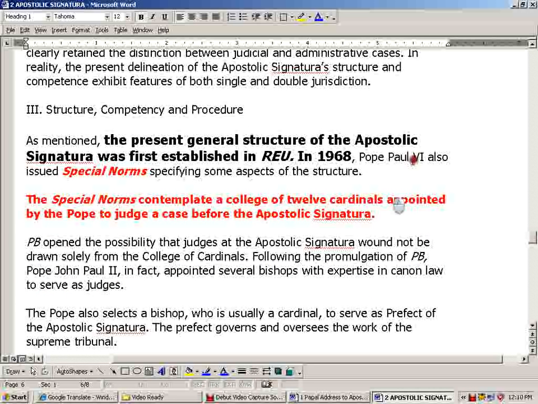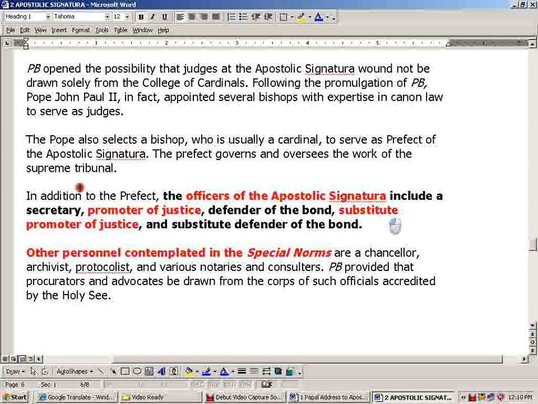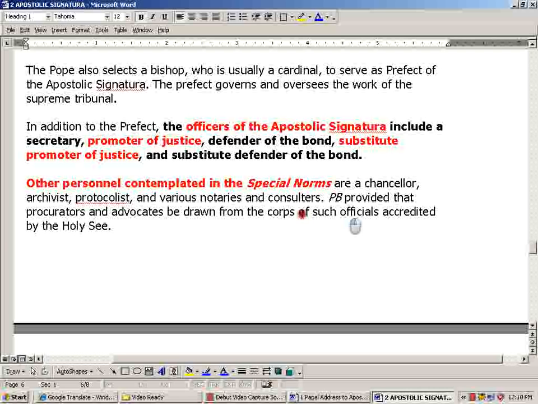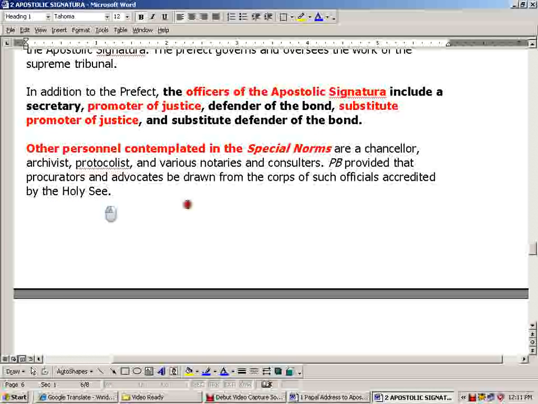Pope Paul VI also issued special norms. The special norms contemplate a college of 12 cardinals appointed by the Pope to judge the case before the Apostolic Signatura. In addition to the prefect, the office of Apostolic Signatura includes a secretary. So the secretary is going to be important. Promoter of justice, that would be like a prosecutor. Other personnel contemplated in the special norms are a chancellor, archivist, so forth and so on.